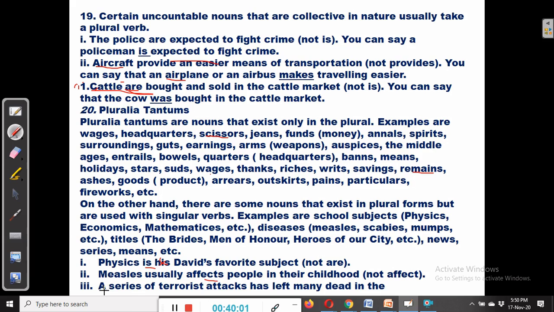Then you have example three. A series of terrorist attacks has left many dead in the community. A series of, this must take a singular verb, has left. Alright? So that's exactly the way it goes. Let's look at the rest of the rules of Concord.